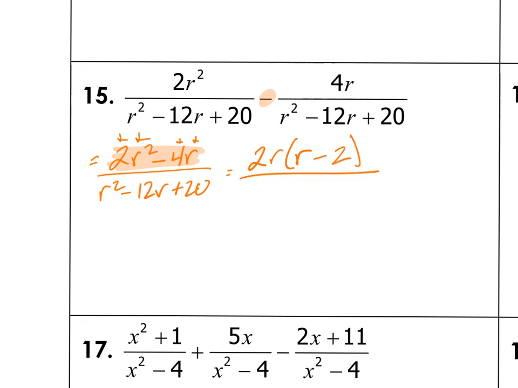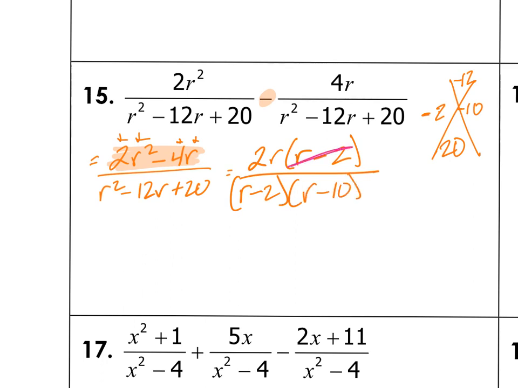Okay, great. And then I need two numbers that multiply to be 20 and add to be negative 12. What multiplies to be 20? 4 and 5, that doesn't add to be 12. How about 2 and 10? That multiplies to be 20, but doesn't add to be negative 12. So I think it's going to be negative 2 and negative 10. So I've got r minus 2 and r minus 10, so r minus 10, 2, and r minus 2.